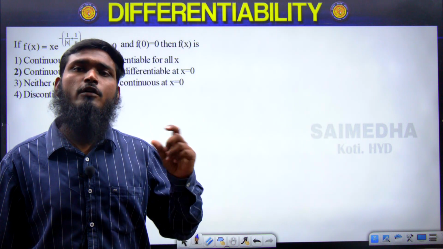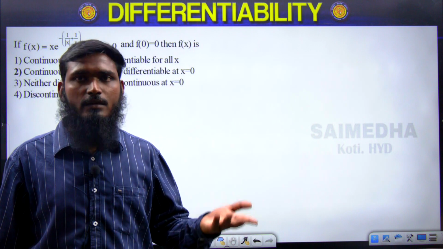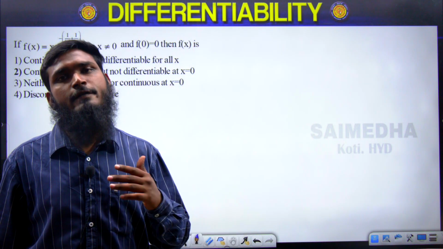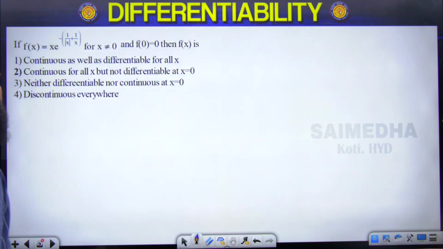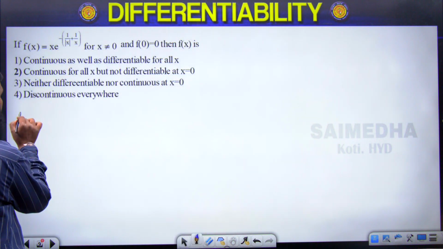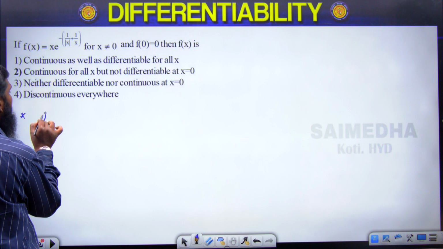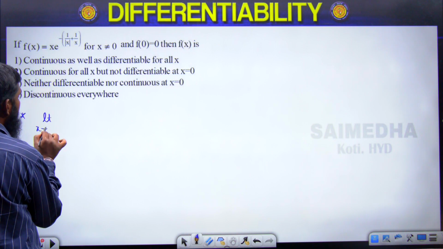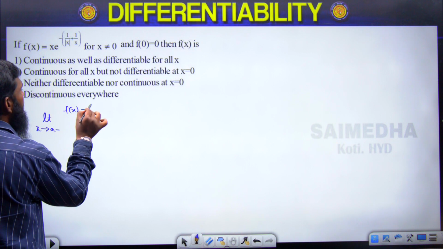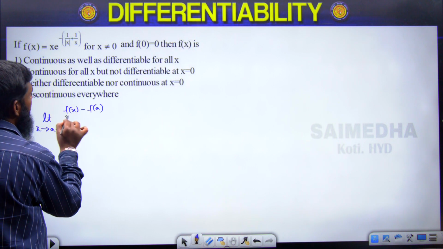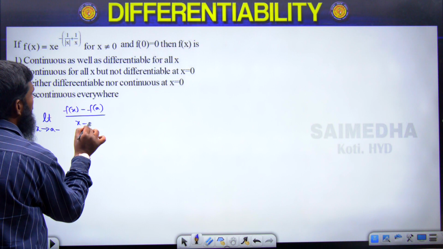And if either of the values L or m is infinite, then it is not differentiable, and we can't say anything about the continuity either. Okay, now let us see this part. First we are going for the L value. What is the L value? Limit x tends to a minus of f of x minus f of a divided by x minus a.